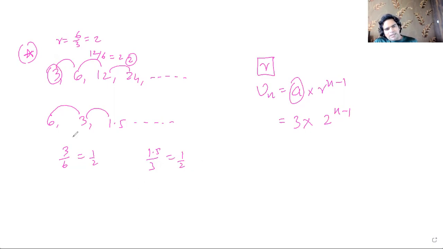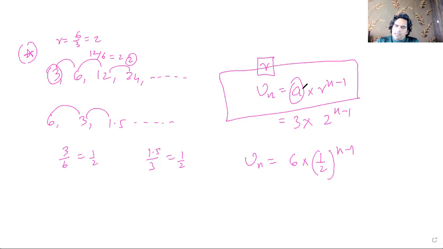Now, the second one, in this case, the nth term will be 6 times half to the power n minus 1. So the formula for the geometric sequence, which I would recommend you learn by heart, is a times the ratio to the power n minus 1, u1 times the ratio to the power n minus 1.